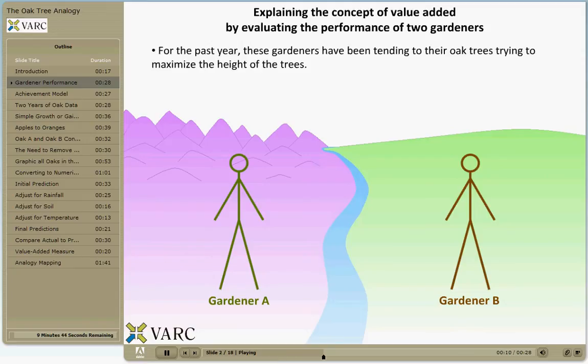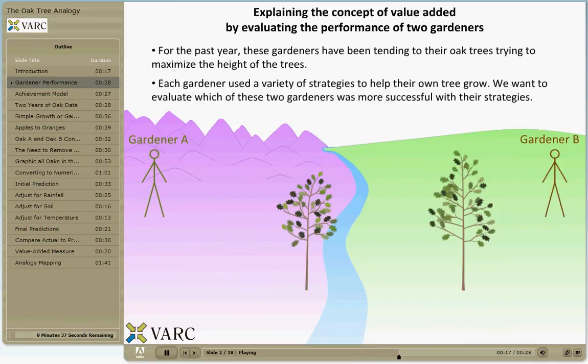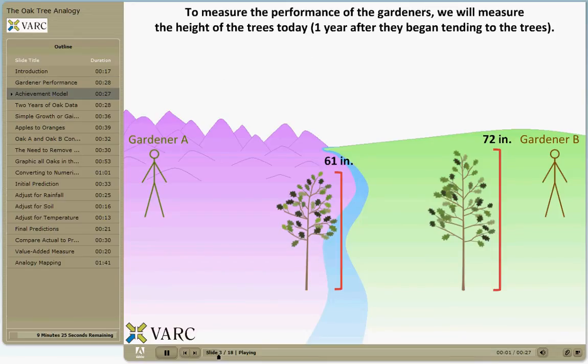For the past year, these gardeners have been tending to their oak trees, trying to maximize the height of the trees. Each gardener used a variety of strategies to help their own tree grow. We want to evaluate which of these two gardeners was more successful with their strategies. To measure the performance of the gardeners, we will measure the height of the trees today, 1 year after they began tending to the trees.